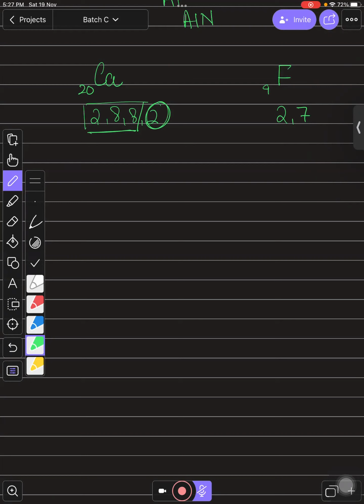This is a must. It cannot happen that calcium loses 1 electron and becomes stable. If calcium wants to be stable, it must lose 2 electrons. So calcium decided to do this. In the first shell, second shell, and third shell, there are 2, 8, and 8 electrons, and in the last shell, 2 electrons will be lost by calcium and it becomes calcium 2 plus.